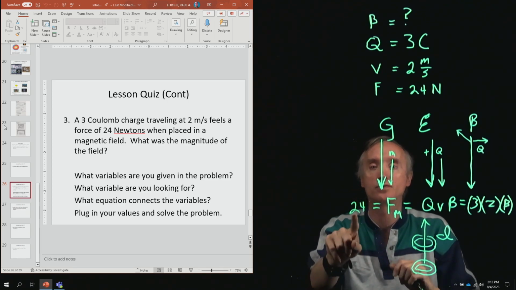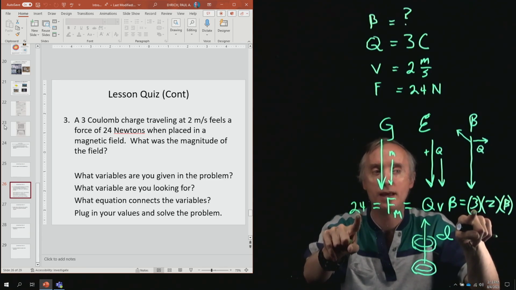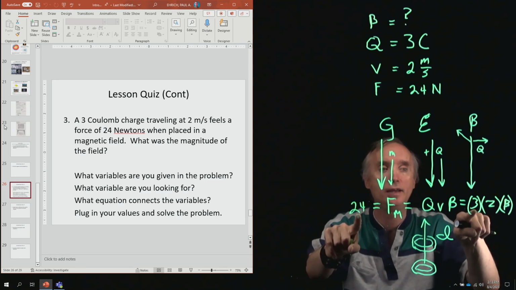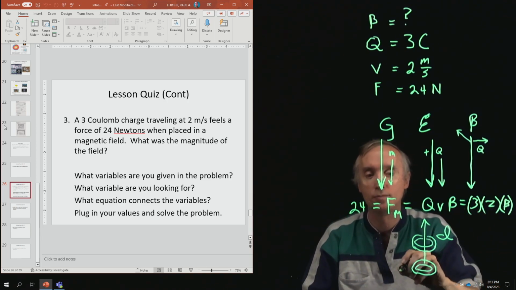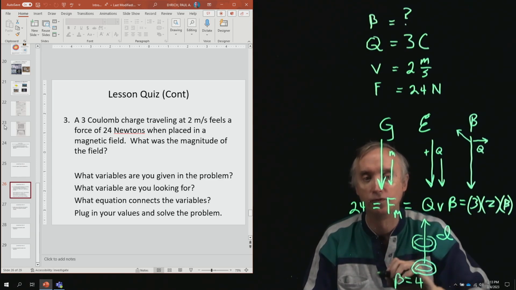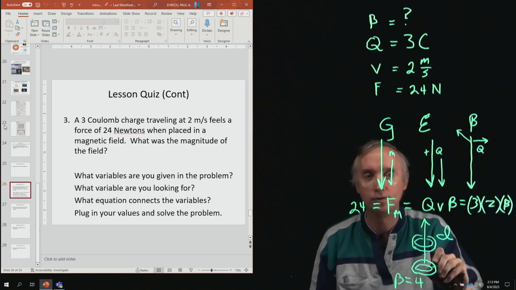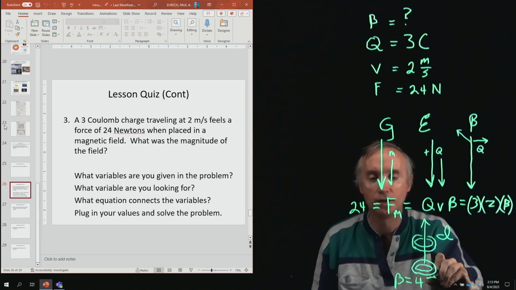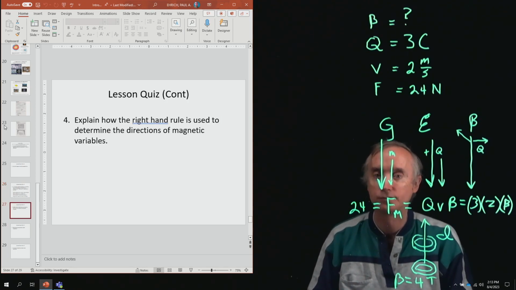All right, so we're going to take 24 divided by 3, so that's going to be 8, and then take 8 divided by 2, that's going to be 4. So that meant that the magnetic field was equal to 4. And then what unit? The official metric unit for magnetism is the Tesla. So put a T on the end of it.